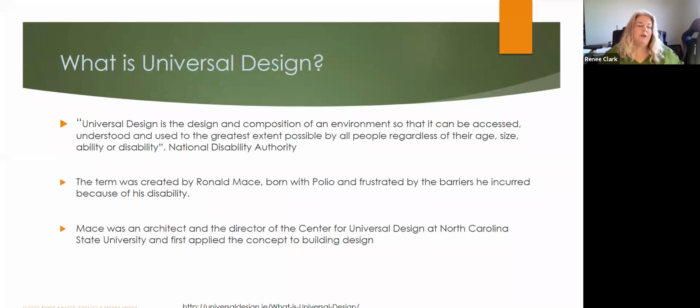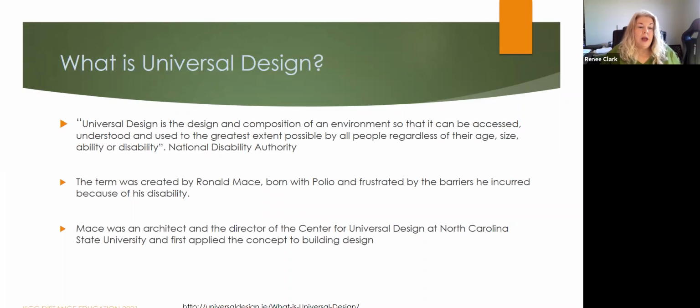So, what is universal design? Universal design, and I have a quoted definition here, is the design and composition of an environment so that it can be accessed, understood, and used to the greatest extent possible by all people, regardless of their age, size, ability, or disability. And this is coming from the National Disability Authority.